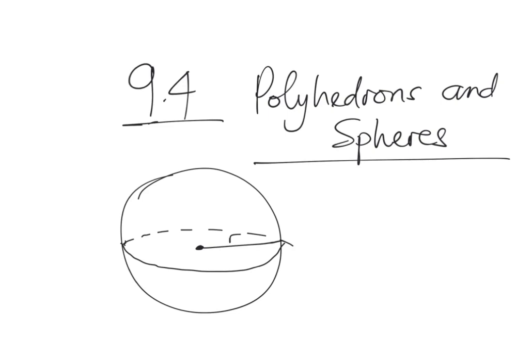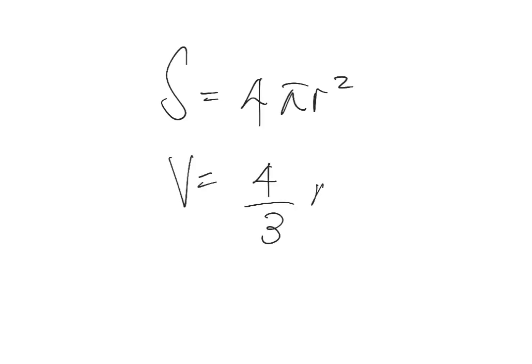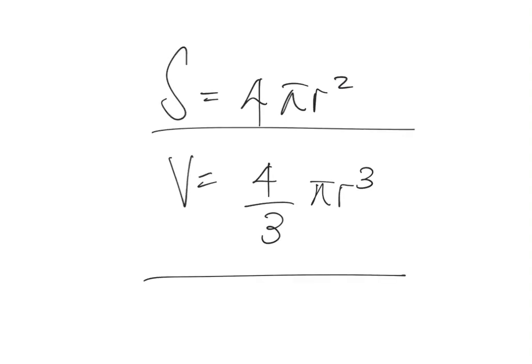Then we talk about spheres, right? So the first part was talking about polyhedron, and then the second part is talking about spheres. Formulas that are very important for this course would be the surface area, which is 4 pi r squared, and then the volume, which is 4 over 3 pi r cubed. So these are two formulas that you'll be using for the sphere, the surface area and the volume.